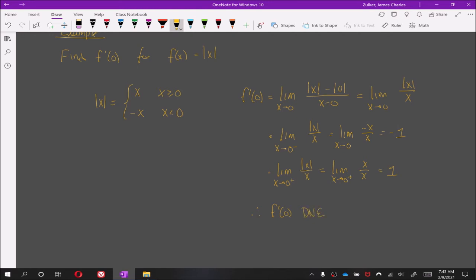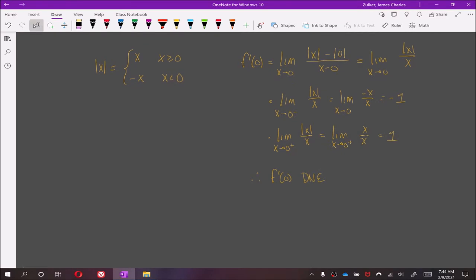However, absolute value of x is continuous at 0. So the question I posed earlier, which was to say, does continuity imply differentiability? If a function is continuous at a point, does that mean it's automatically differentiable at that point? The answer is no.